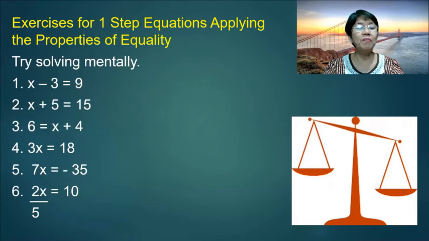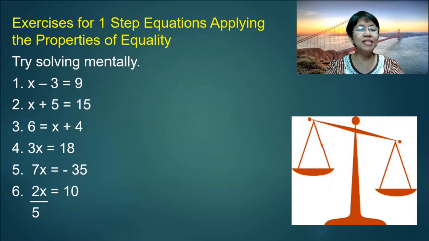Number 4, 3x is equal to 18. So we divide both sides by 3, and x is equal to 6. Number 5, 7x is equal to negative 35. So we divide both sides by 7. And the answer is negative 5.